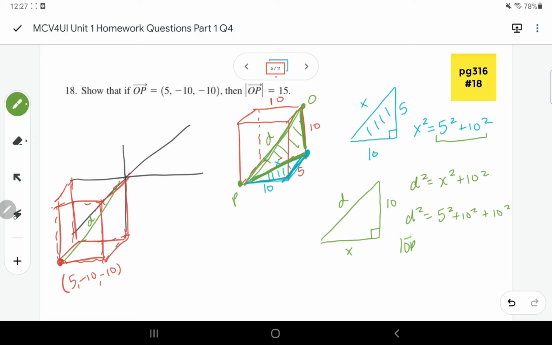So this is the magnitude of OP, which is going to be the square root of 25 plus 100 plus 100, which is the square root of 225, which is 15. So that's a good thing for you guys to see, to understand where that comes from. Hopefully that 3D magnitude formula makes more sense, having taken a look at it in that form.